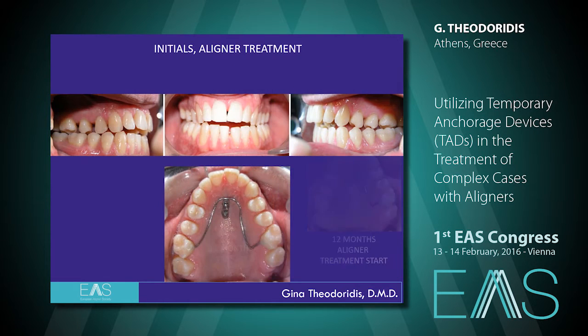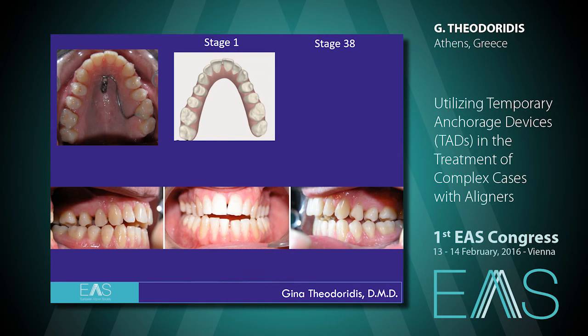We removed the Bene slider, and we replaced it with a TPA arch that was connected to the mini implants for stabilization. So this is the initial situation at the start of aligner treatment. And during the ClinCheck designing, we decided that we needed some protraction on the left side. Therefore, we cut one branch of the TPA to allow the protraction to occur. This is the predicted result at stage 38.